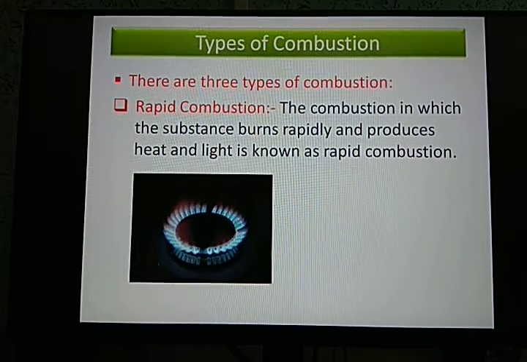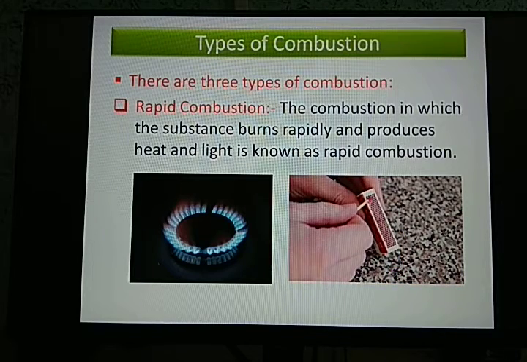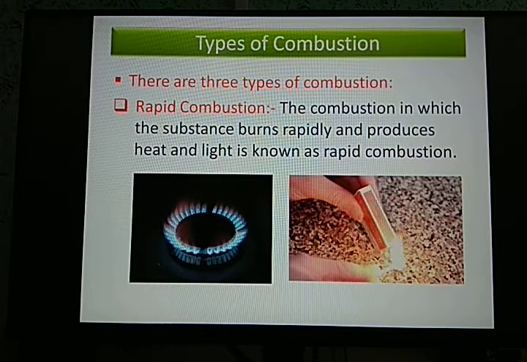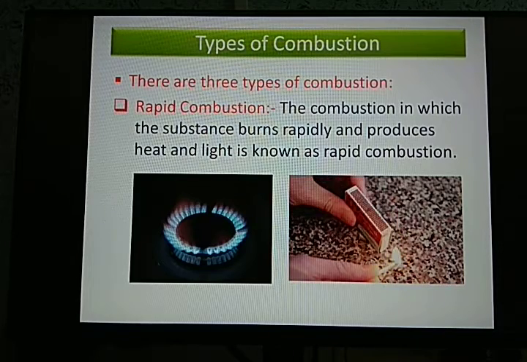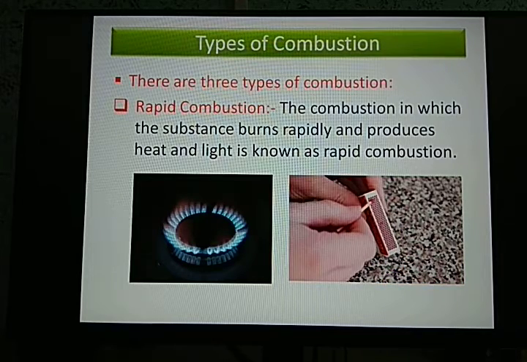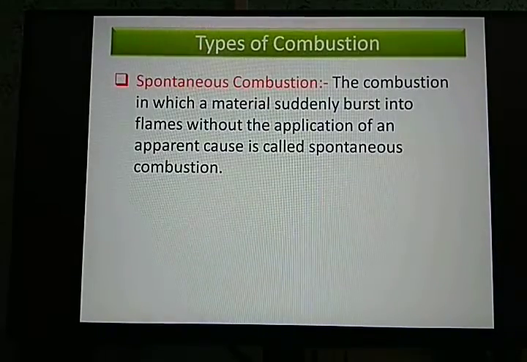Similarly, when we strike a matchstick, it instantly burns. It won't take much time, because the matchstick's ignition temperature is also very low. So in rapid combustion, we can say that for the substance which undergoes rapid combustion, the ignition temperature is low. As a result, it burns so quickly and it produces some heat and light. Obviously, when there is a combustion, it will produce some heat and light. Clear? Next, let us move on to the next combustion, that is called spontaneous combustion.